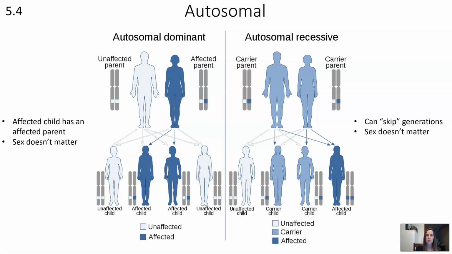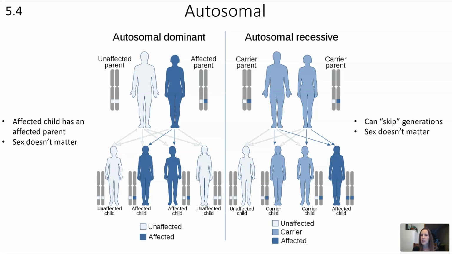So for example, in autosomal dominant, if there's an affected child, there must be an affected parent. Because only one copy of the allele is necessary to display the trait, if it's showing up in the child, it must have come from one of the parents and would show up in the parent.